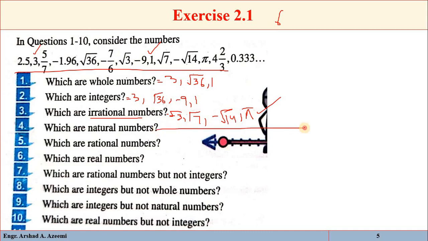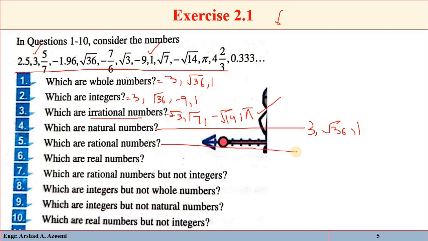Then which are the natural numbers? Natural numbers are positive whole numbers except 0. So we have only 3, under root 36, because it will give us 6, and 1. These are the natural numbers.